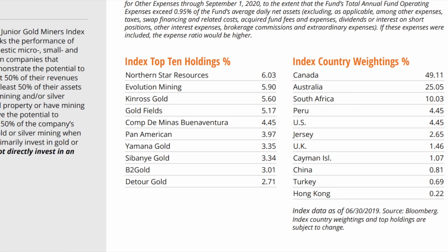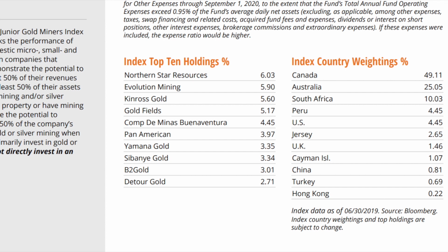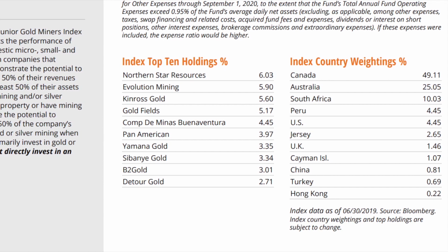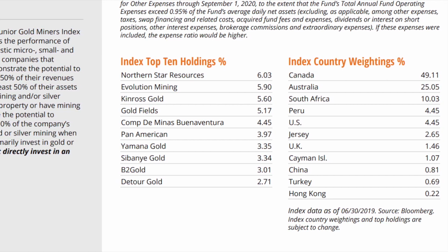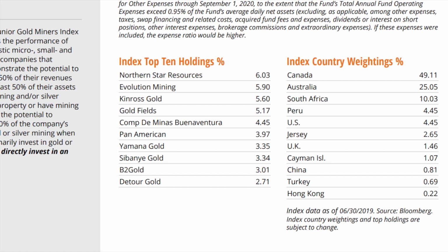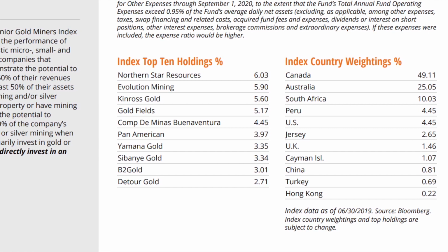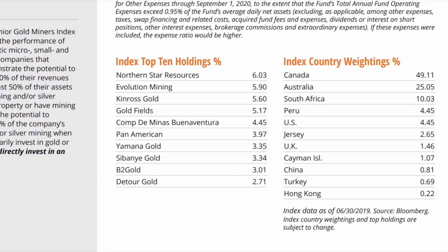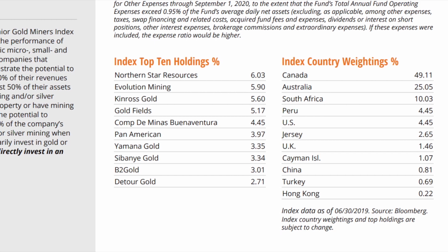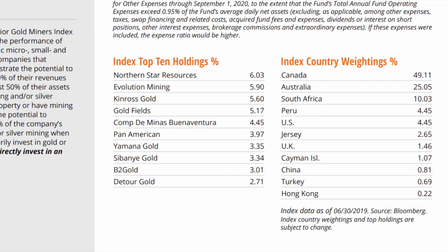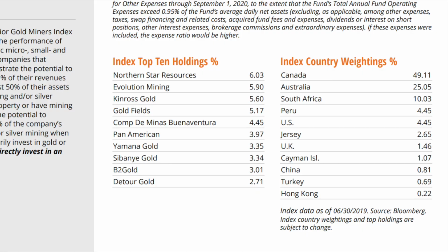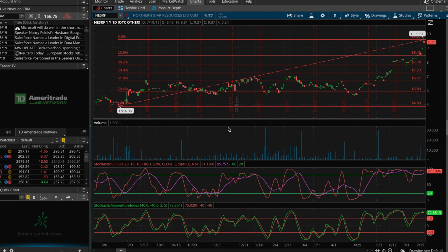To the right, you can also see the index's country weightings by percentage, number 1 being Canada and number 2 being Australia, which is also associated with Northern Star Resources. So if we want to understand what causes JNUG to go up and down the most heavily, by percentage of what its assets are in, we want to first look at Northern Star Resources. Here on the screen we have Northern Star Resources, and by just looking at this graph, you guys can tell we've been very bullish over the past year.